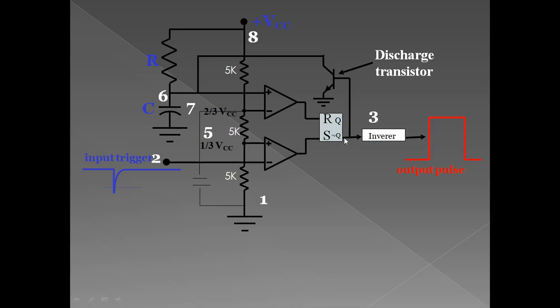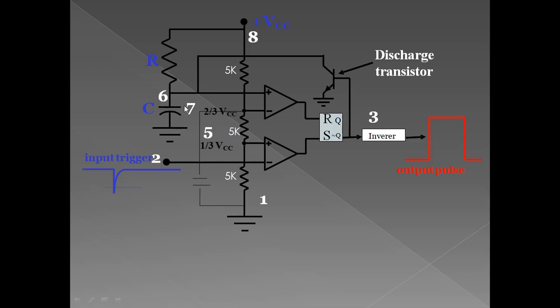So this inverting output Q bar drives this transistor. So when this Q bar is 0, this transistor acts as an open switch. So there is no path here. So at that time, this capacitor starts charging towards this VCC through this resistance R.